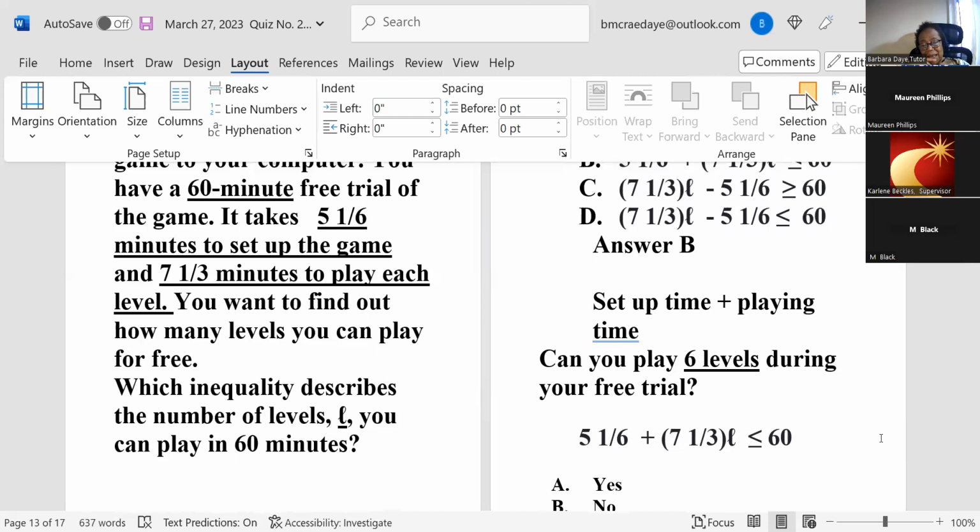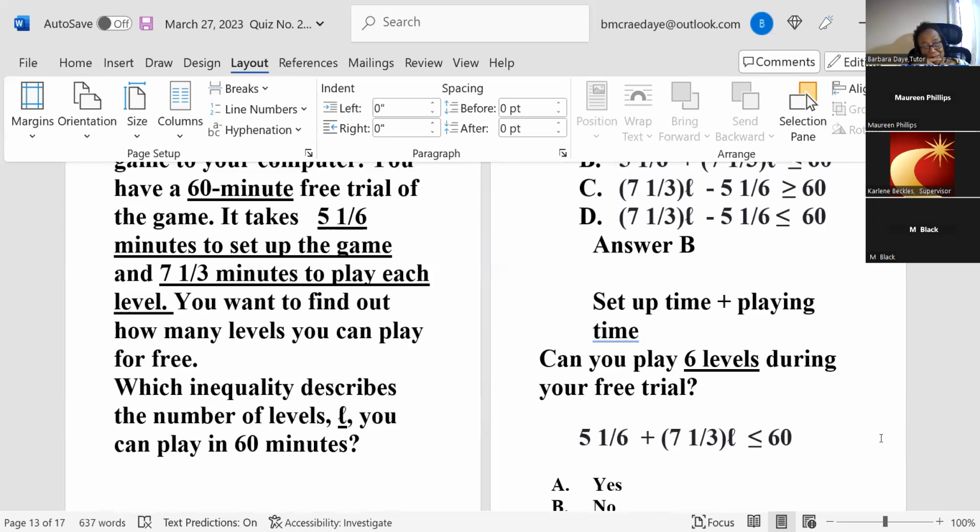Mercedes, can you play 8 levels? Let me see. I'm getting it clear. 8 levels. Yes. Wait, no. We have to add the 5 all the time? Yes, you gotta add that setup time. Okay, no, you can't, right? Because 8 times 7 is 56 and 5 is 61. That's greater than the 60. So you can't play 8 levels.